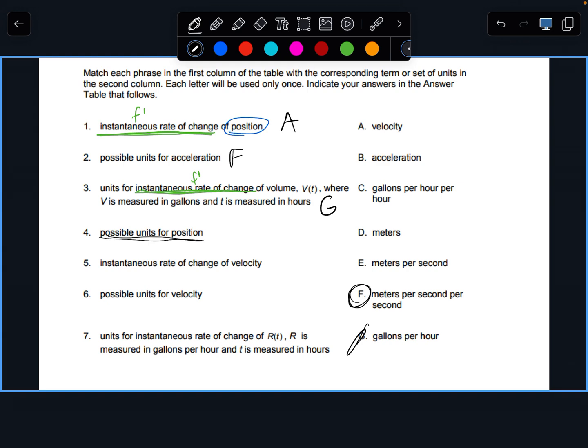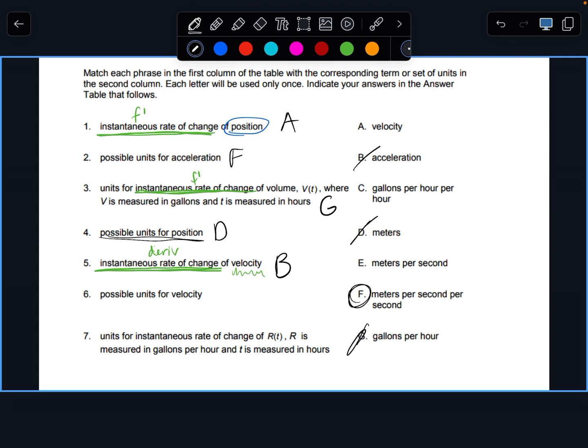Possible units for position. Hopefully that's not an issue. Okay. So length is position. Instantaneous rate of change. Again, derivative. Maybe I'll just write deriv or F prime, whatever you want. Deriv means instantaneous rate of change of velocity. When you take the derivative of velocity, what do you get? Acceleration. Look at you guys, you know things. Good job.